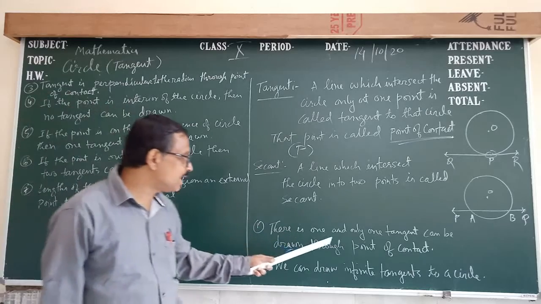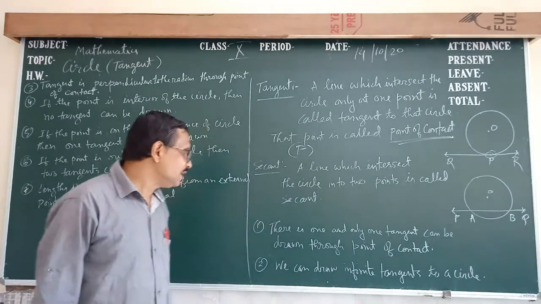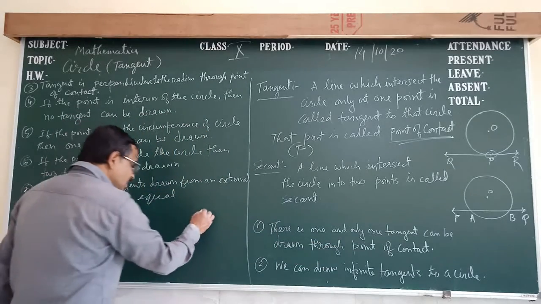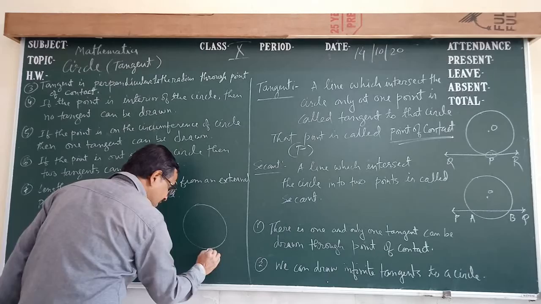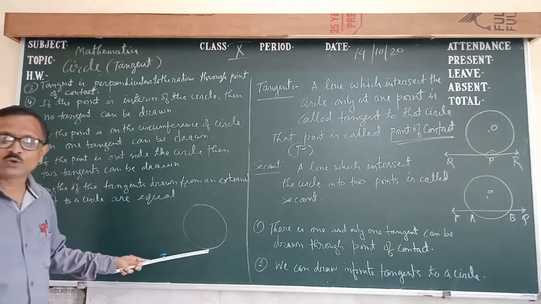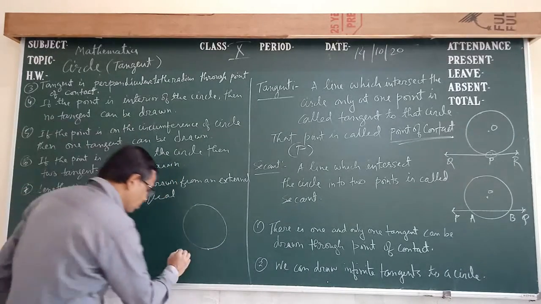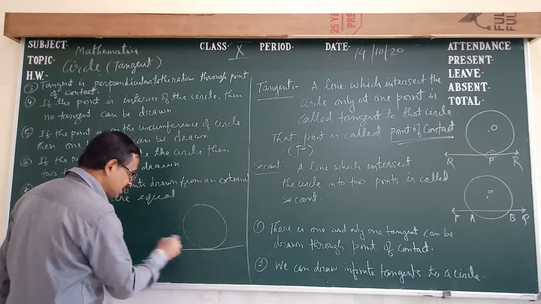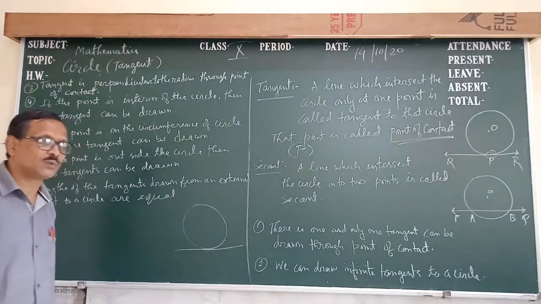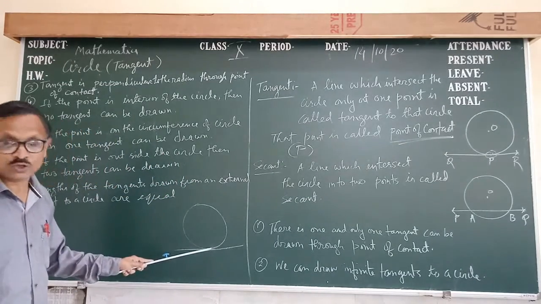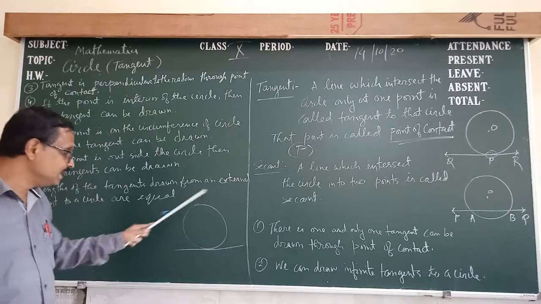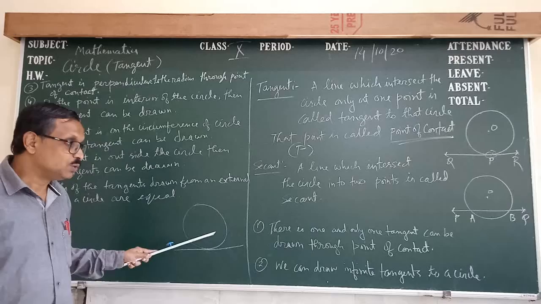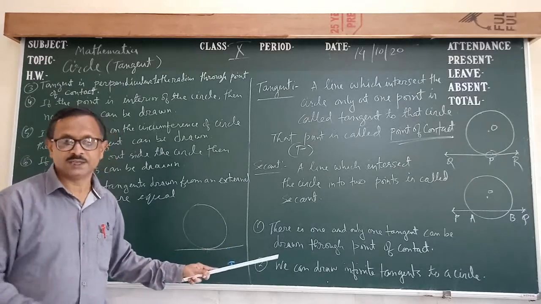Then there is one and only one tangent that can be drawn through a point of contact. From any point on the circumference, we can draw one and only one tangent. That means one tangent can be drawn. It is not like you can draw one tangent, another tangent, another tangent from this point. You cannot draw many tangents through a point of contact. Through a point of contact, you can draw one and only one tangent.